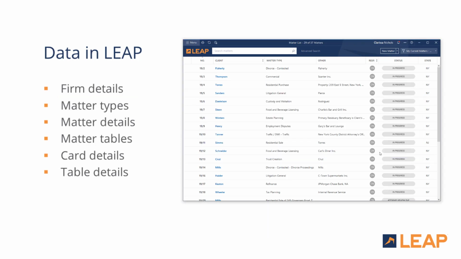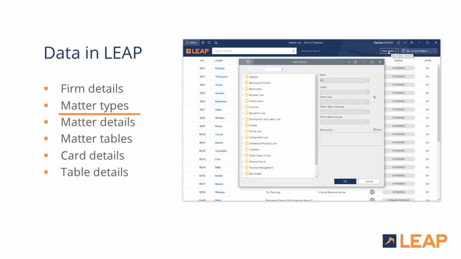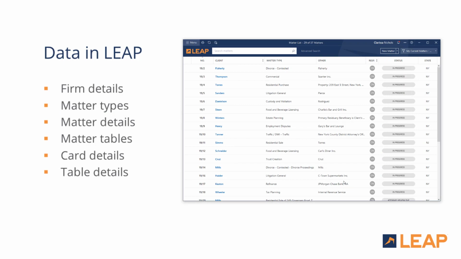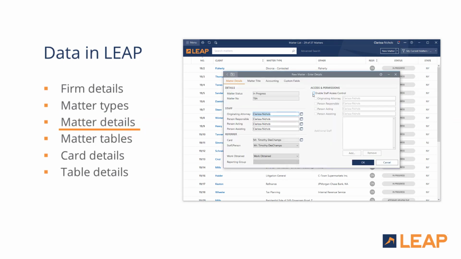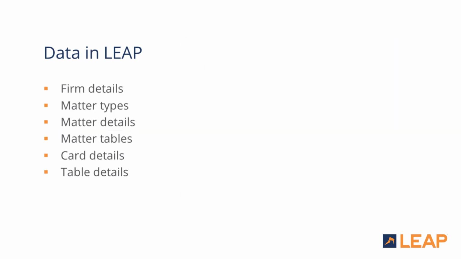Once someone becomes a client, they will have a certain type of matter with the firm. For example, an uncontested divorce or a probate. When you create a new matter, this is the first screen you see because every matter is within a certain type of law and within a certain jurisdiction. Next, each case will have additional matter details such as the originating attorney, the referrer, and any screening restrictions on who can access the matter. Once these details are confirmed, we can create our new matter in Leap.